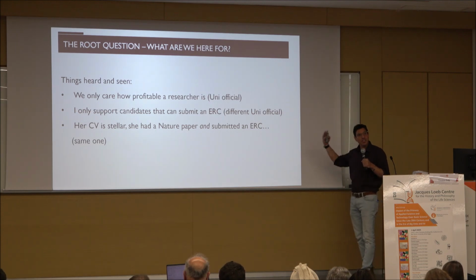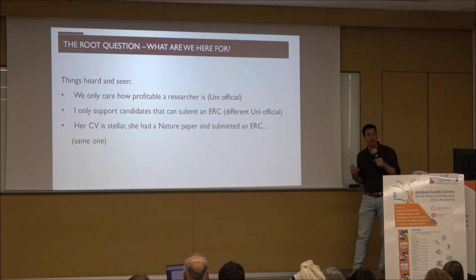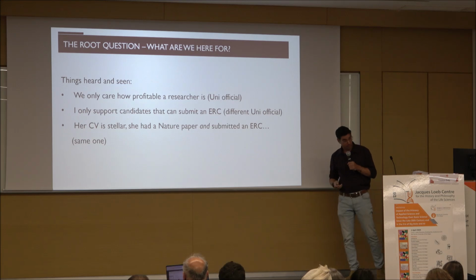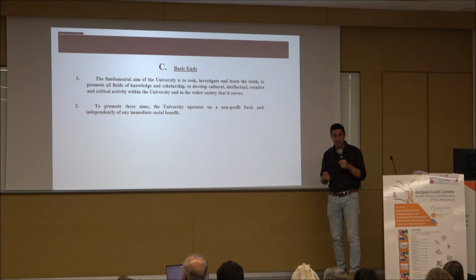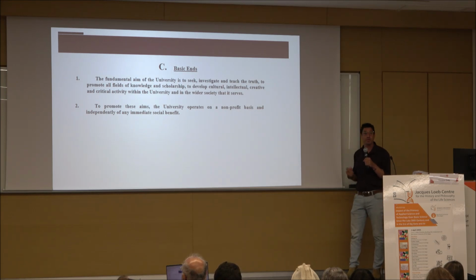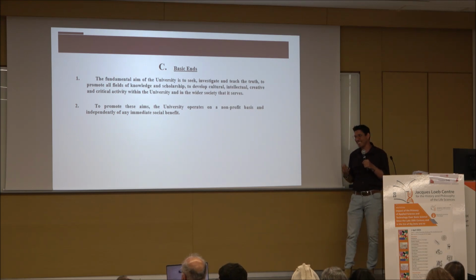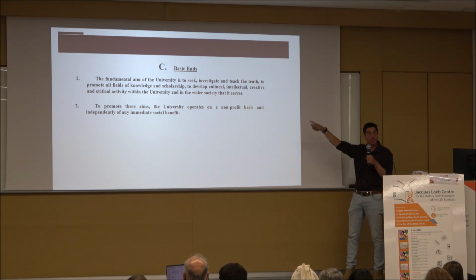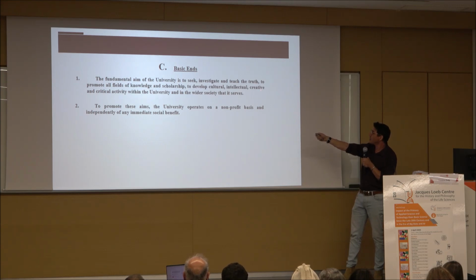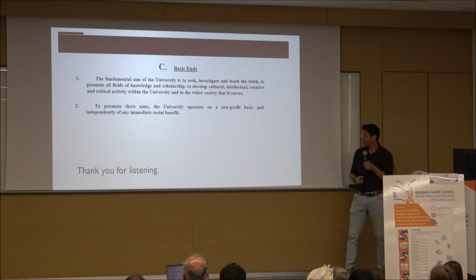But this is the wind coming from a university which looks like it's struggling to survive. And what I'm saying is no. You don't need to survive. All you need to do is go to the ethics code of BGU, which is a beautiful paper, which is being discarded altogether. The fundamental aim of the university, this is written at BGU, is to seek, investigate, and teach the truth. And to promote these aims, the university operates on a non-profit basis and independent of any immediate social networks. Thank you.